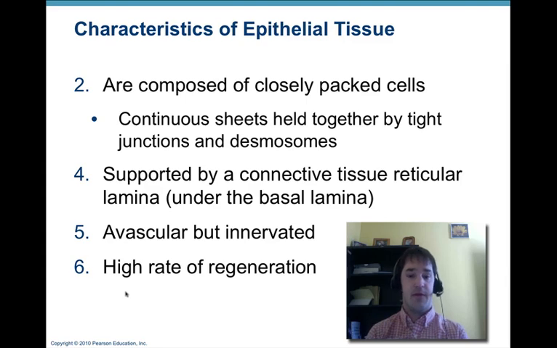Underneath the epithelial tissue, there's a connective tissue layer, and so that supports the epithelial tissue. Epithelial tissue have nervous input, but they are avascular. That means they don't have a real blood supply. They get their nutrients mainly from the blood supply of the underlying connective tissue. And they have a high rate of regeneration. So you cut your skin, it heals rather fast.